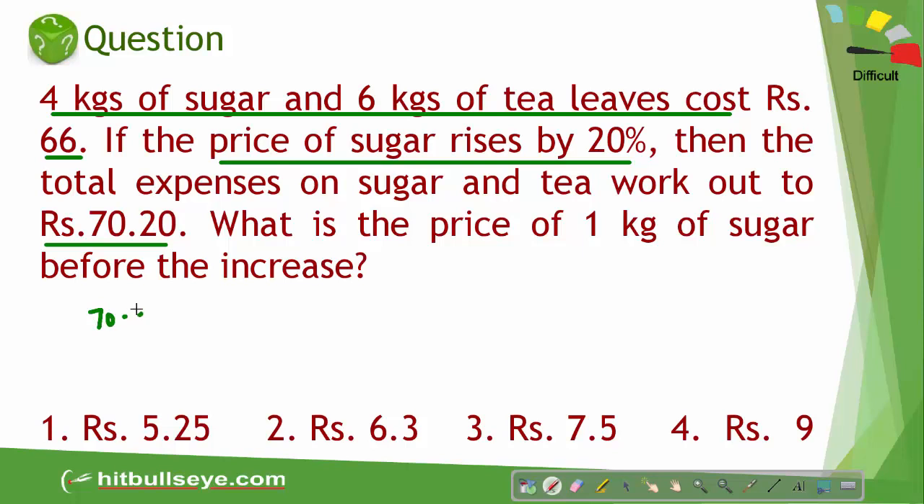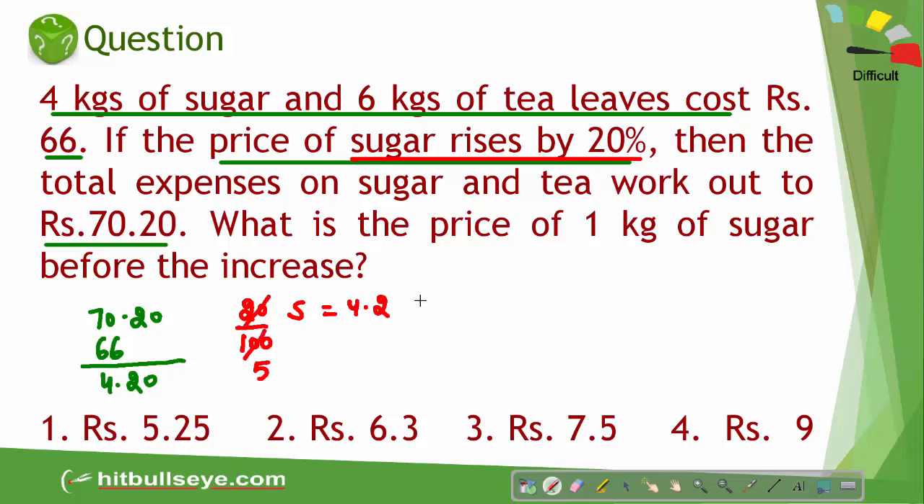70.20, there is an increase of 4.20. Why? Because the price of sugar rises by 20%. So that simply means this 4.20 will be 20% of the expenditure on sugar. So students, you can solve it and calculate that the expenditure on sugar happens to be 21 rupees.